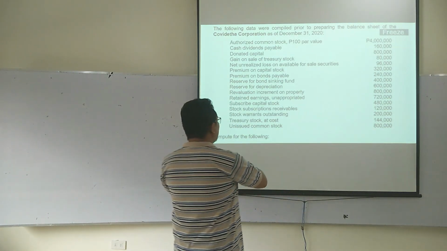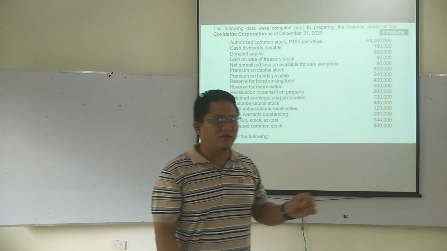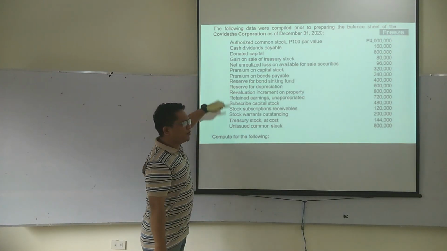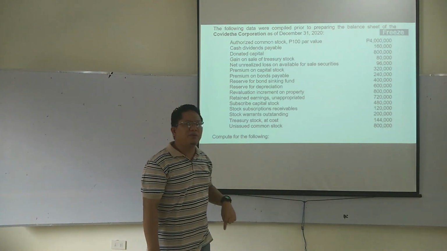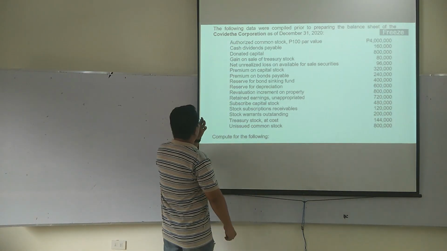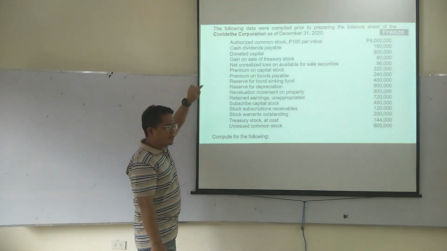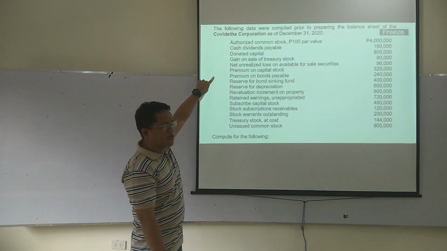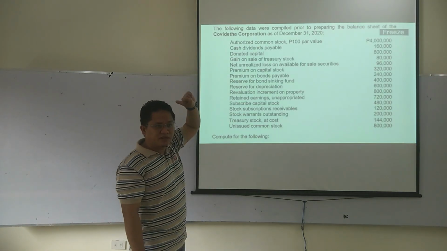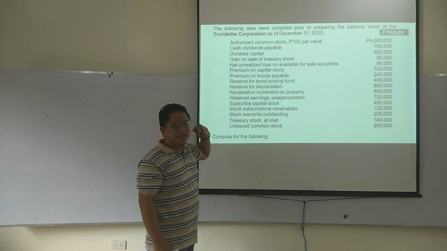So that means you have to plan. So how are you going to plan? For starters, you first have to identify which of these accounts are part of your stockholders' equity. So let's get to these accounts one by one. Authorized capital stock, of course, it's part of capital. Cash dividends payable, it's part of liabilities, so out. Donated capital, it's part of additional paid-in capital. Check. Gain on sale of treasury stock.